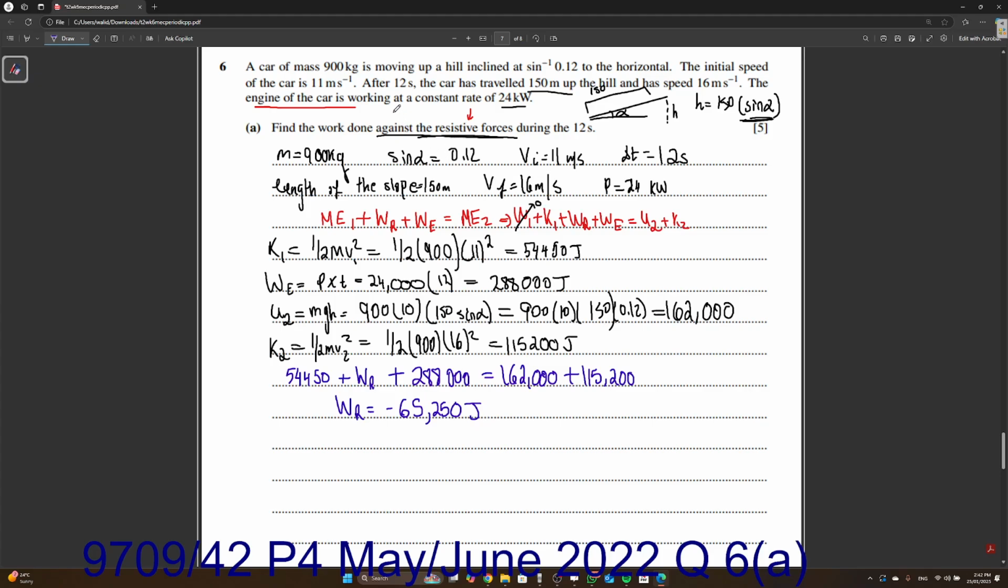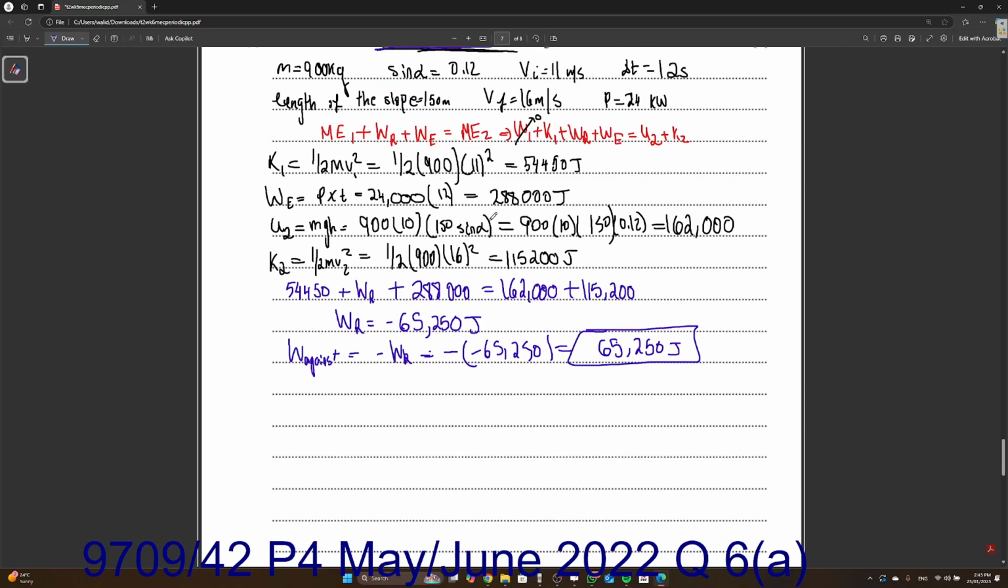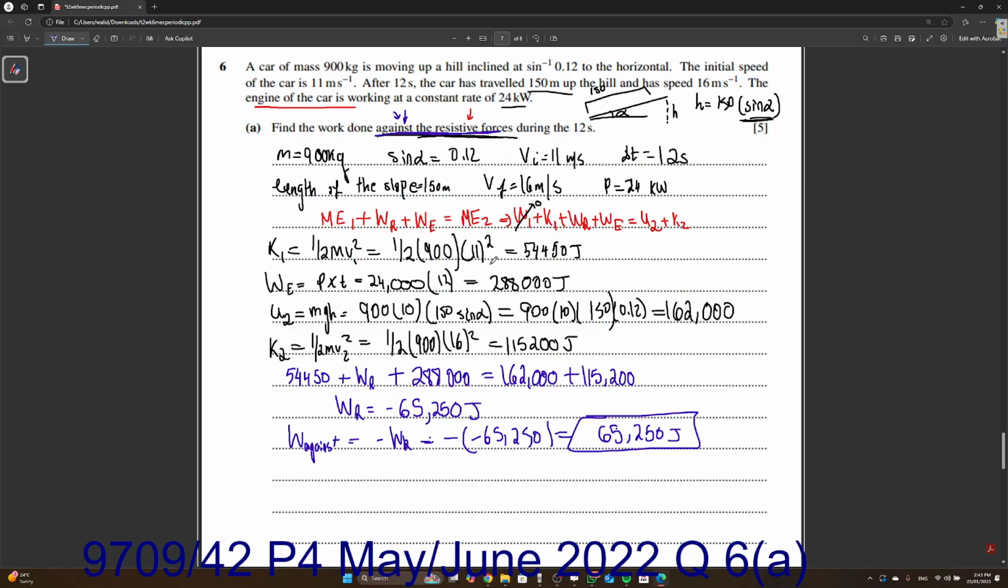No. Why? Because they said work done against the resistive forces. We know that when we say against, it's equal to negative the work done by the resistive force. So it's equal to negative negative 65,250, which is 65,250 joules. That's it. Please don't forget, when you're talking about the work done against, that must be a positive answer. If you're talking about resistive forces, it has to be positive because you're saying against. It's always the opposite.